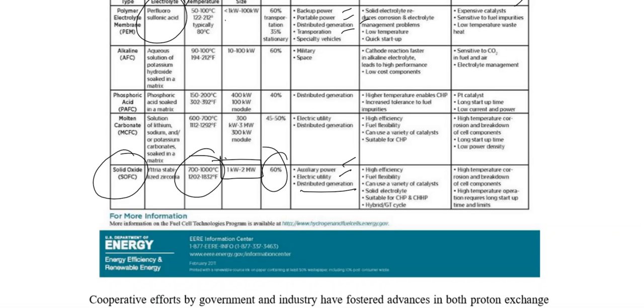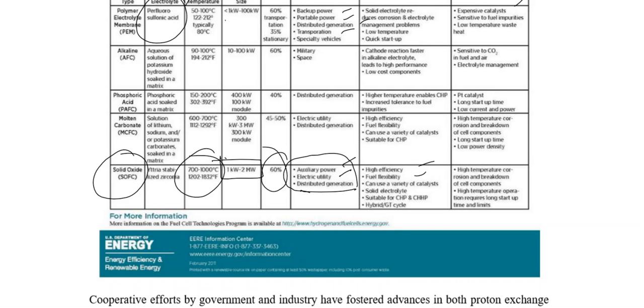The SOFC is right now used in distributed generation, often experimentally. I've heard in the news that the Google headquarters has a generator, a distributed generation, from SOFC fuel cells. It has high efficiency, fuel flexibility, and can use a variety of catalysts. The catalyst is cheap as well, compared to PEMFC. A solid electrolyte is used, and we can use it in a hybrid gas turbine cycle as well. I will discuss it later on.